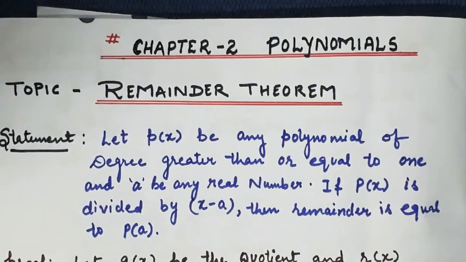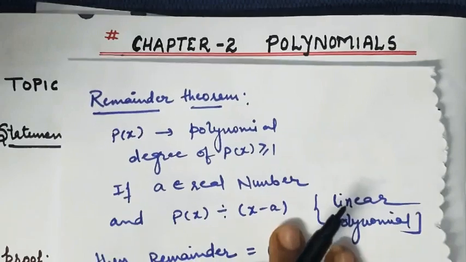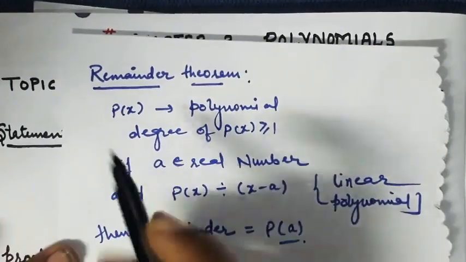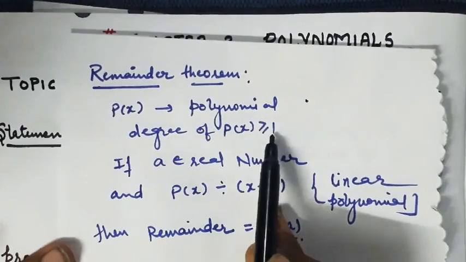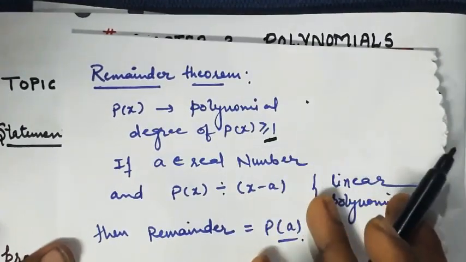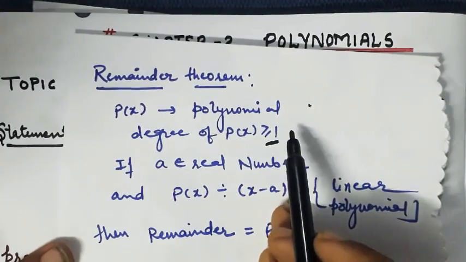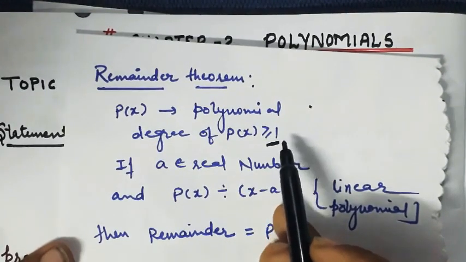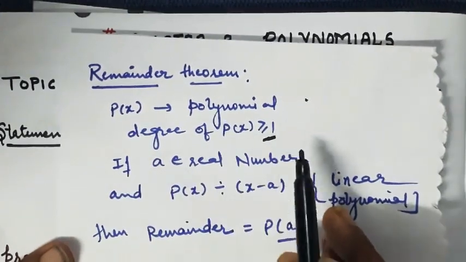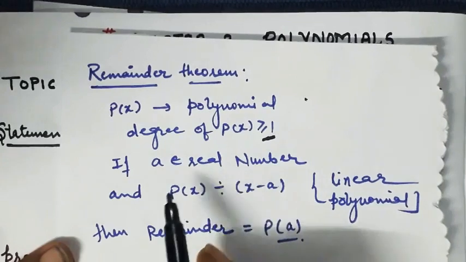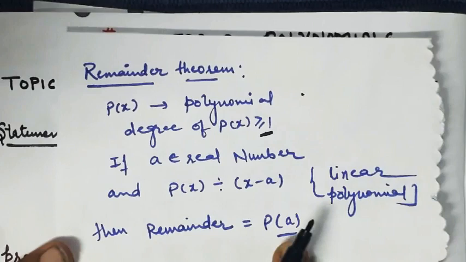To make this clearer, I have written it in short form. The remainder theorem says: if p(x) is a polynomial of degree greater than or equal to 1, because if the degree is not greater than or equal to 1, it will be considered a constant polynomial, and a belongs to the real numbers, and if p(x) is divided by x minus a, then the remainder will be equal to p(a).